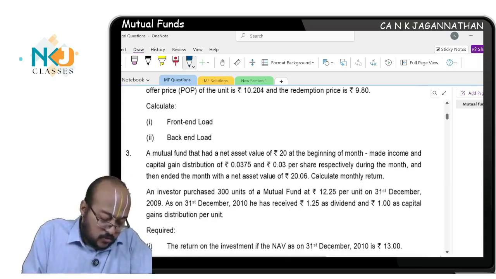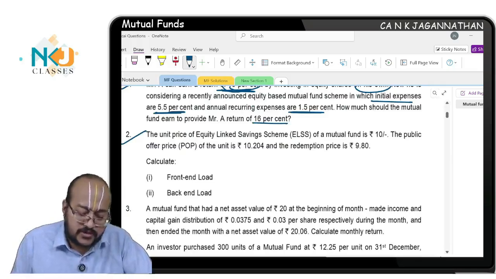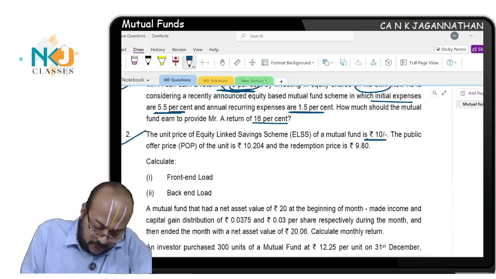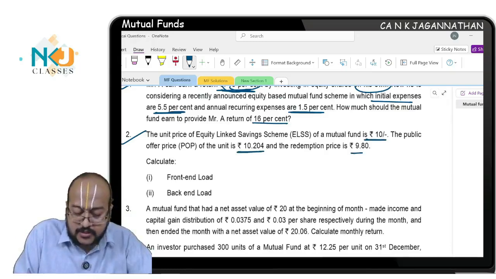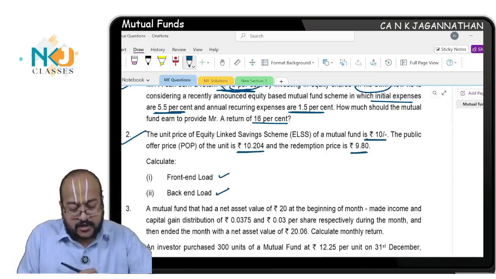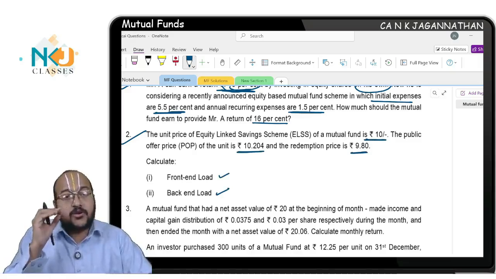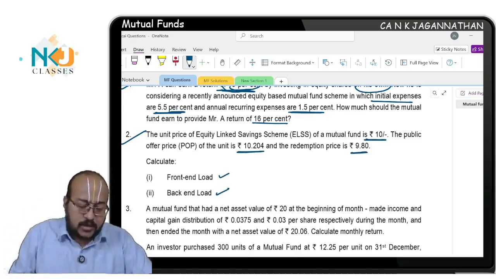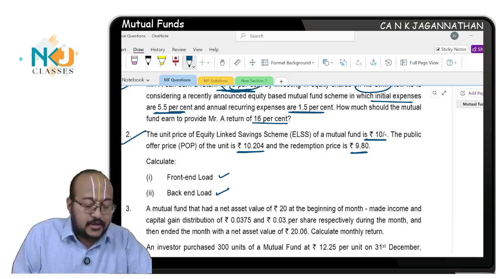Question number 2. See, the unit price of equity linked savings schemes of a mutual fund is 10. The public offer price of the unit is 10.204 and the redemption price is 9.8. Calculate front end load, back end load. See, what is front end load? Very simple. Initially, when you buy the mutual fund, you have to pay something over and above the price. This is called front end load.